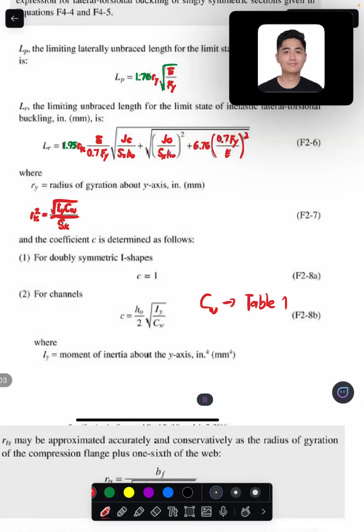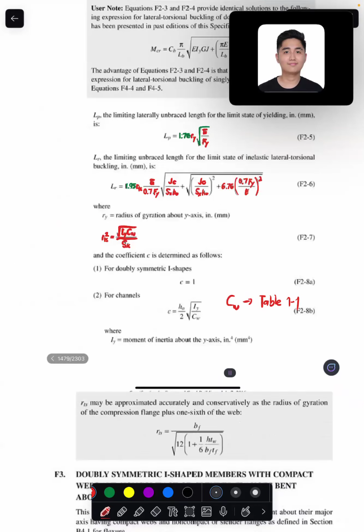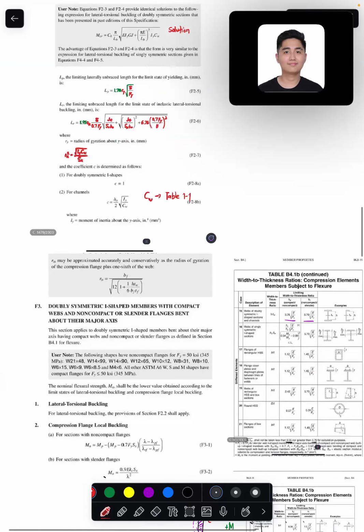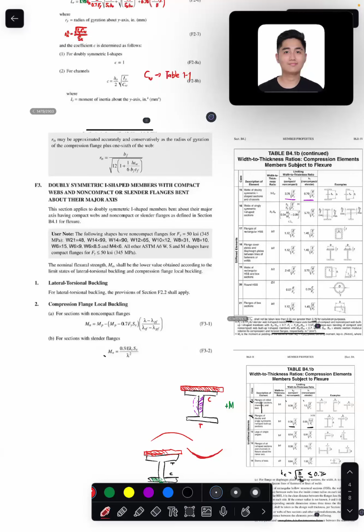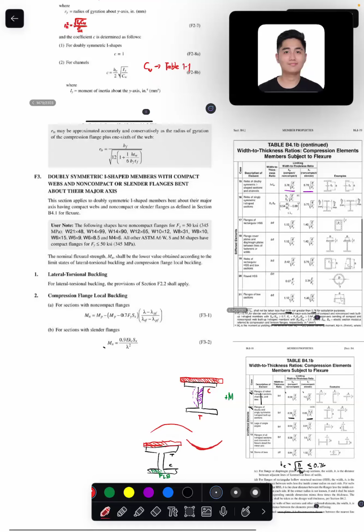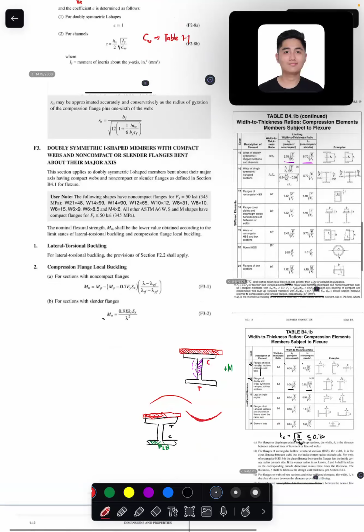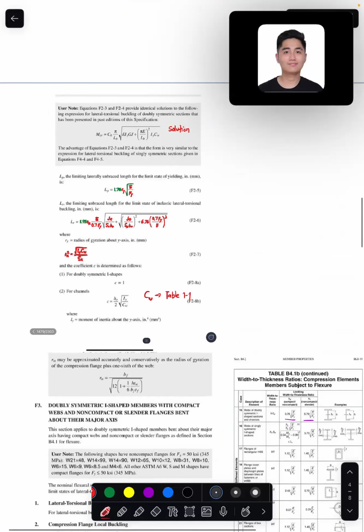Kung hot rolled. Kung built-up, kailangan mo tong solve. So sa lista na lang yung magbibigay sa inyo ng built-up na section. So, yun. That concludes actually yung F2 and yung F3.